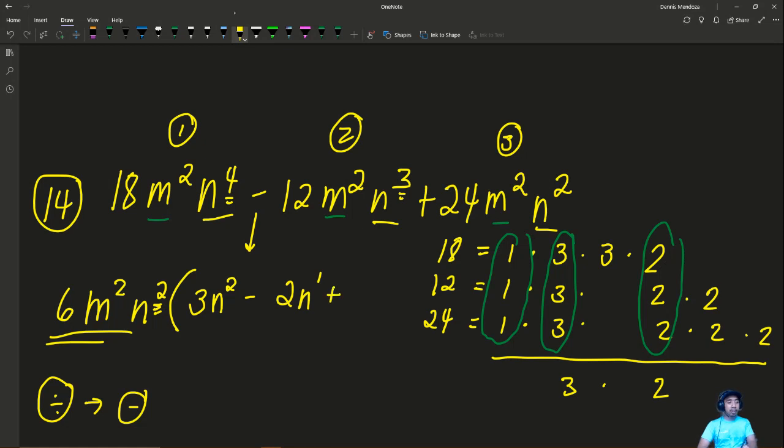And then m squared n squared divided by m squared n squared, it's just gone. But we have to write the numerical coefficient. 24 divided by 6 is 4. And then no more variables because it's just the same. m squared n squared divided by m squared n squared, then it's just 1. So this is the answer for our last example.